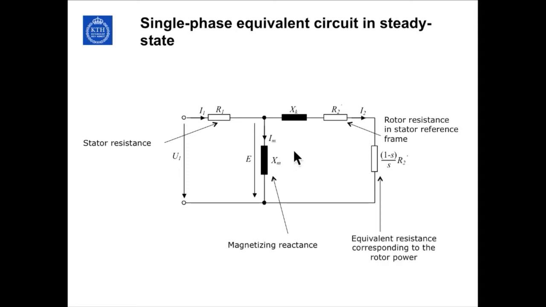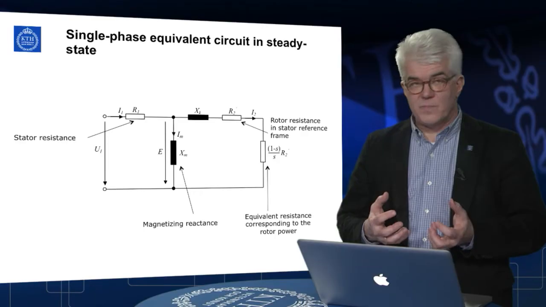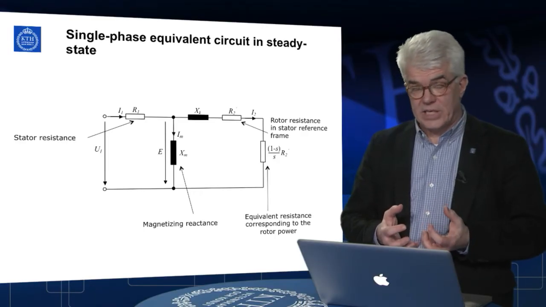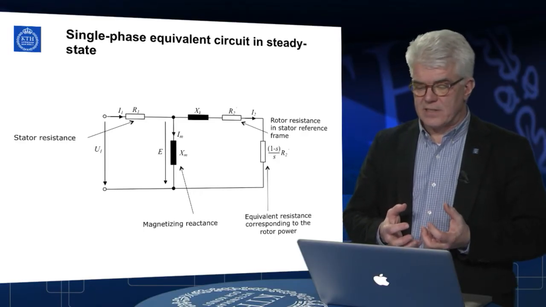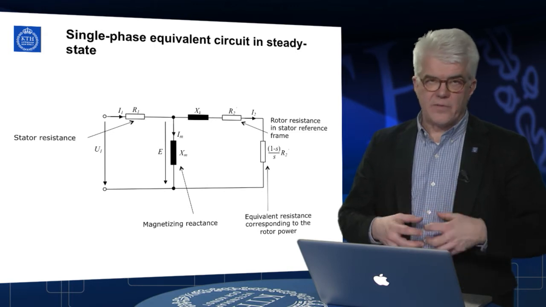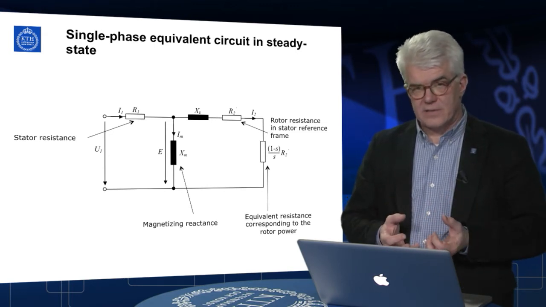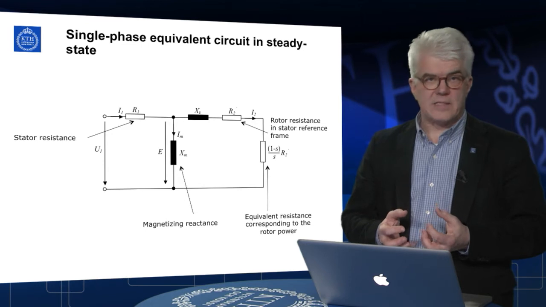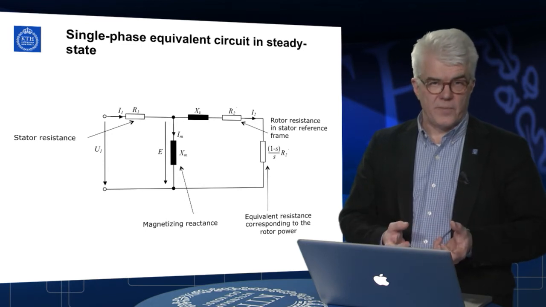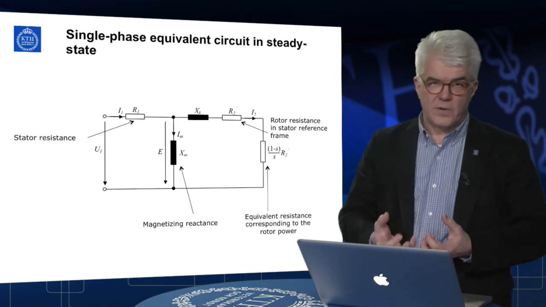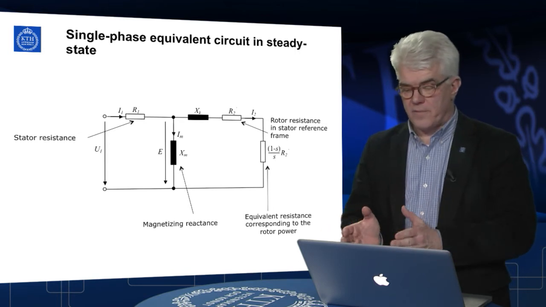The next part is this resistance, (1 minus S) divided by S times R2 prime. That is the mechanical output power of the machine in steady state. That is, this resistance is equivalent to, if you calculate the power delivered in that resistance, that will be the same as the mechanical output power of the motor. This is an electric model of the mechanical output power.